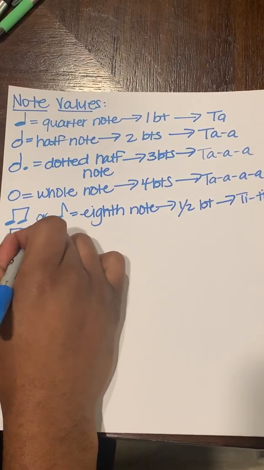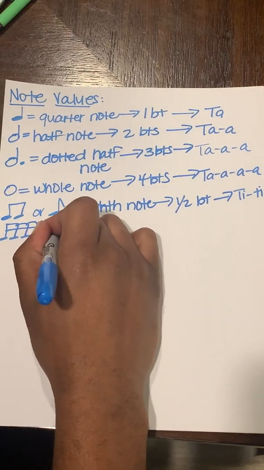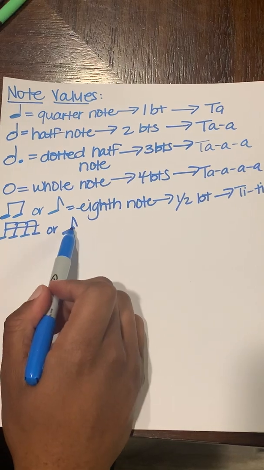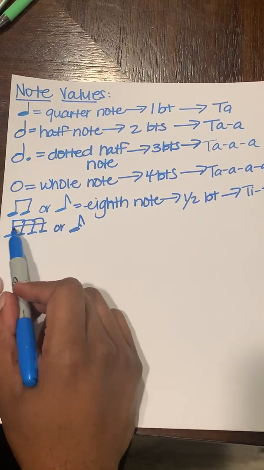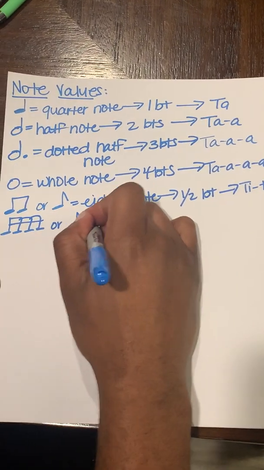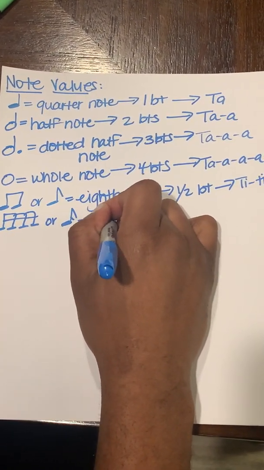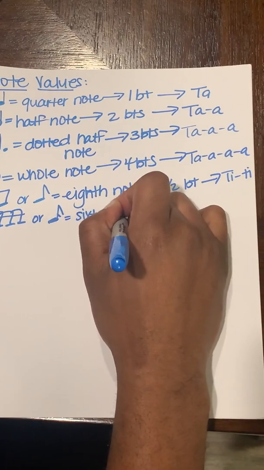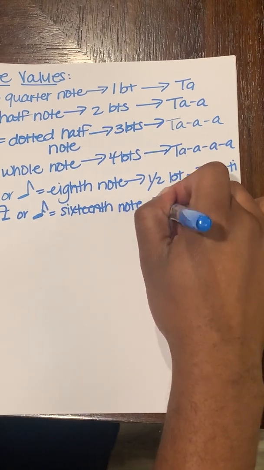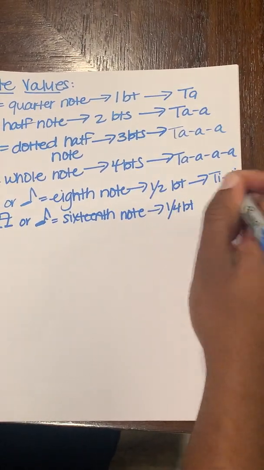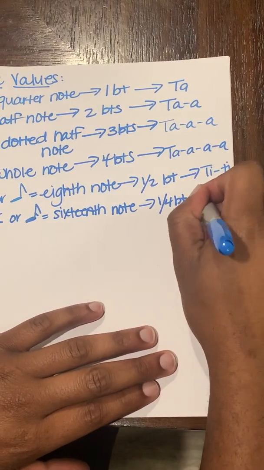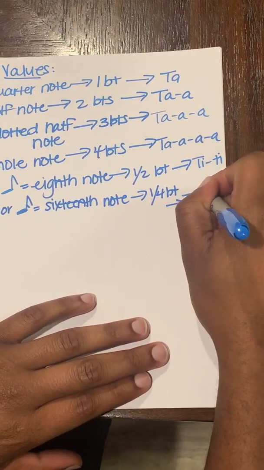The last one is the 16th note. It also can be beamed or flagged, and the 16th note has either 2 beams or 2 flags. It receives 1/4 of a beat. And you count it aloud as ticka ticka.